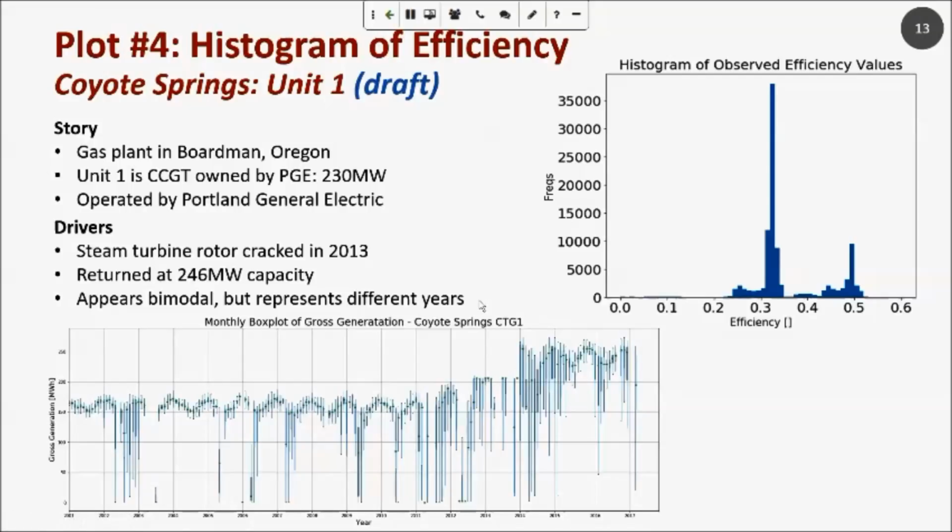So now looking at the monthly box plot, you can see that around 2013, there was a drop-off in production representing a turbine rotor crack, and then when the plant came back online, it returned at 246 megawatts of capacity. So it's up about 16 megawatts but it's also being operated after 2013 at much higher levels, so close to 250 megawatts on the y-axis. And so because of that, it was producing a higher efficiency. So this smaller peak of efficiency around 0.5, 50% efficiency, represents these years after 2013. And the lower efficiency points represent the earlier years.